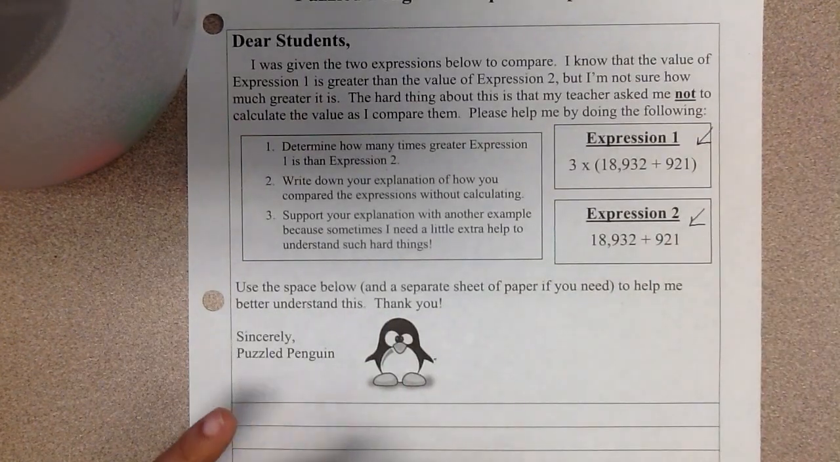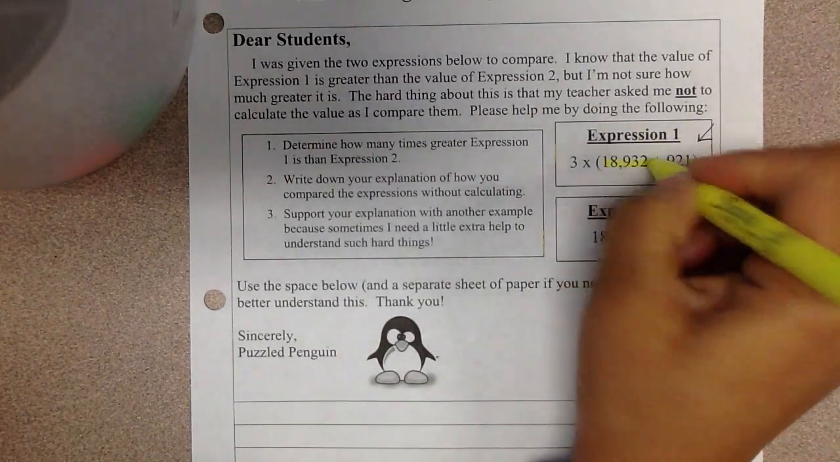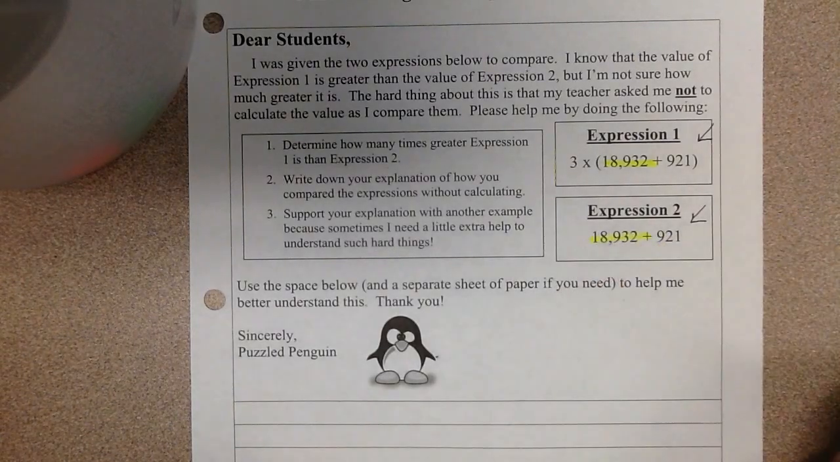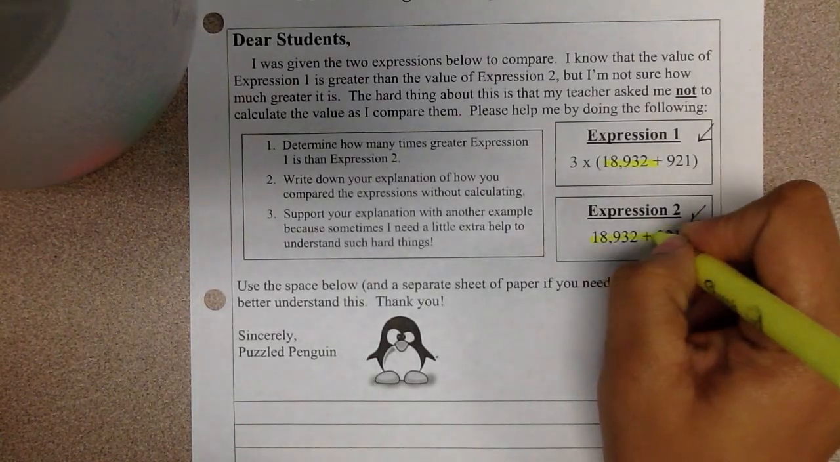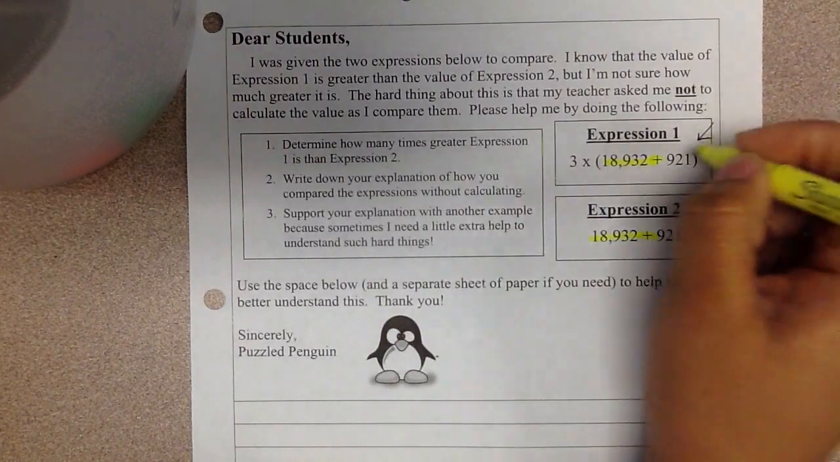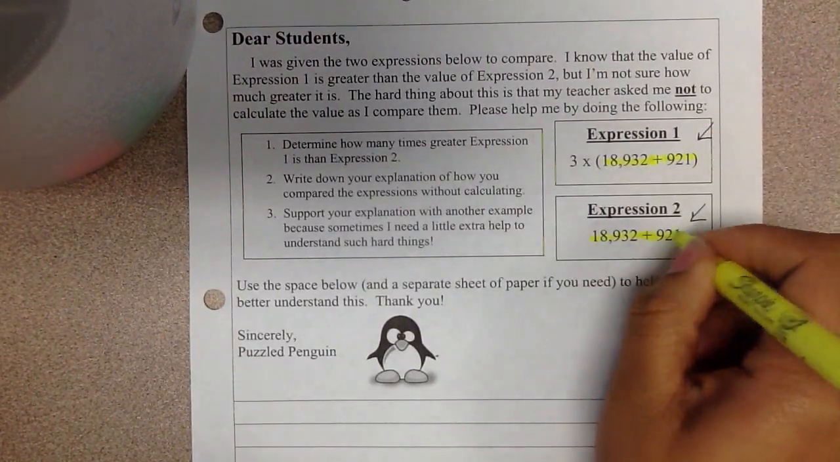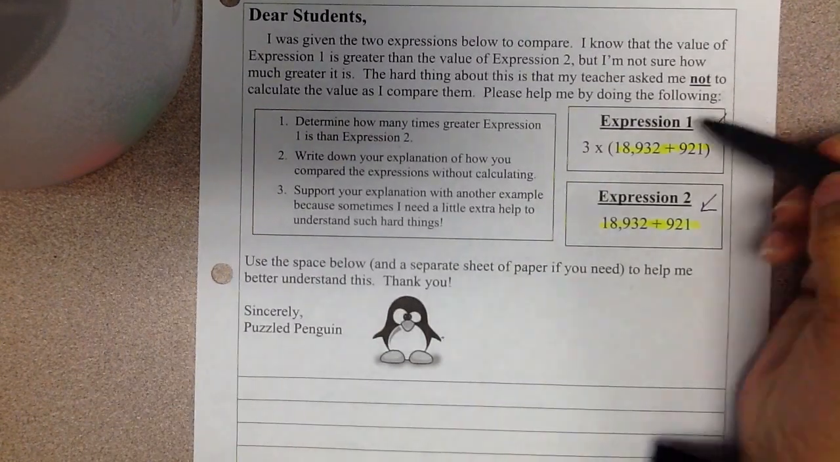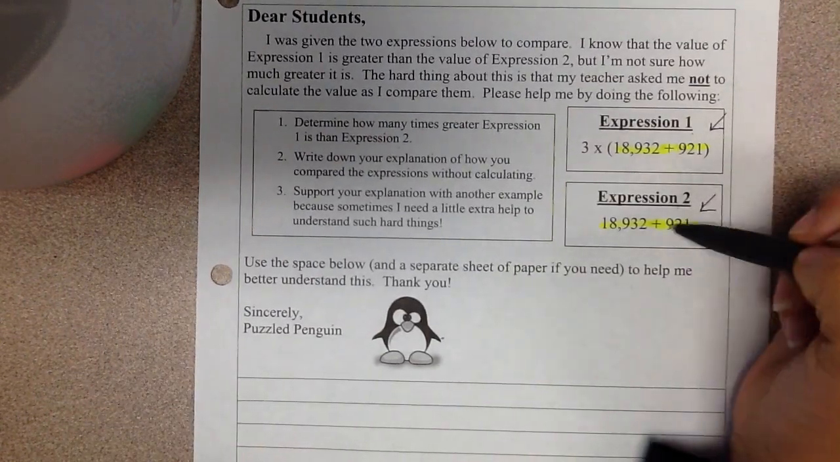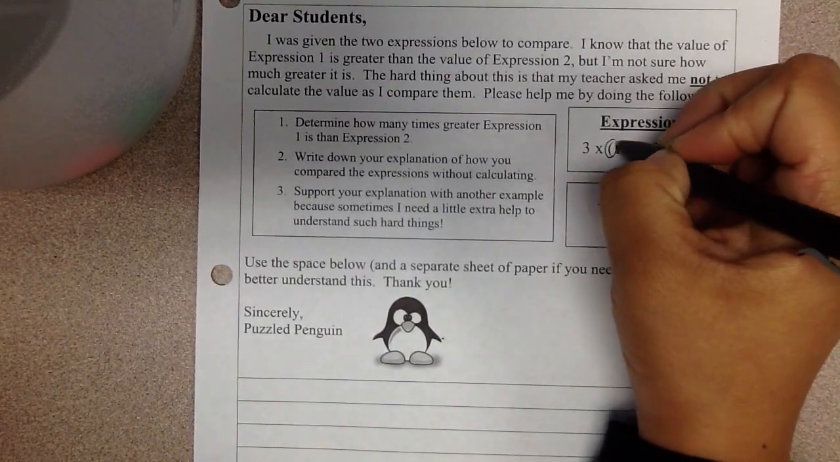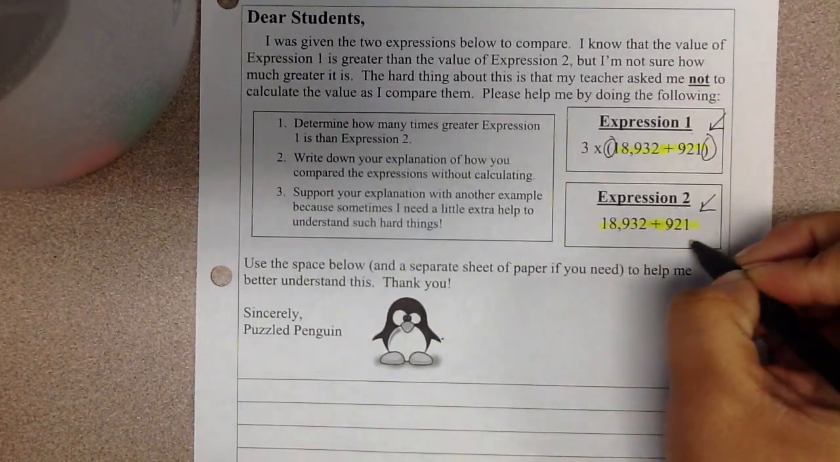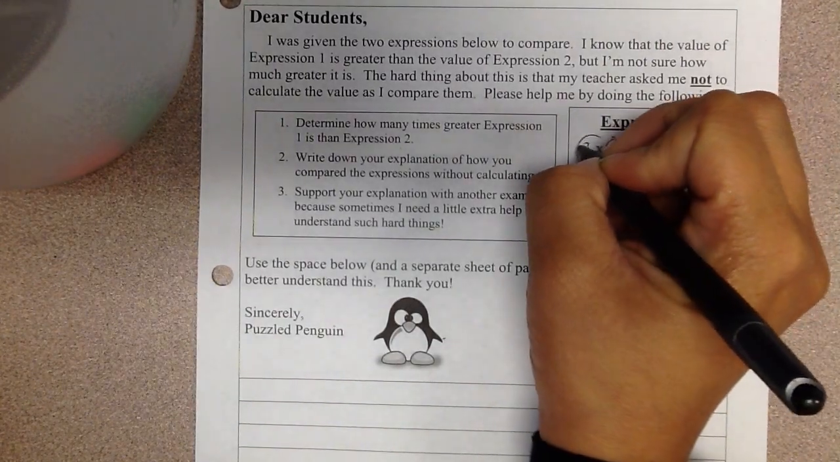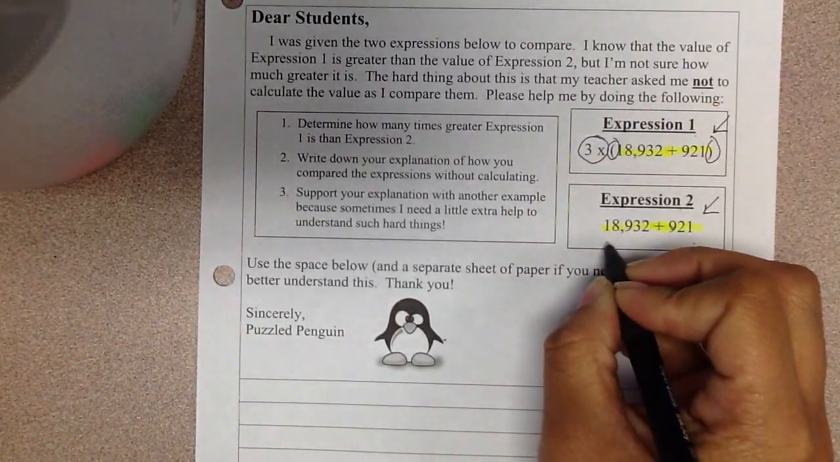The first thing I want to do when I'm comparing expressions without solving them is I want to highlight what's the same. I see 18,932, I see 18,932 here. I see an addition symbol, I see an addition symbol here. I see 921 here, and I see 921 here. So they have the same addition equation in both expressions. This one has parentheses, this one does not. This one has 3 times something, this one does not.